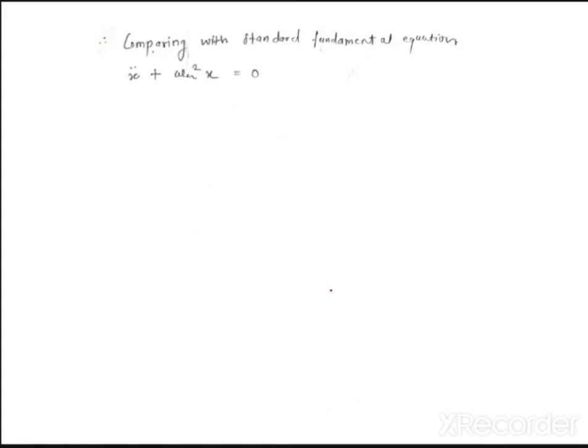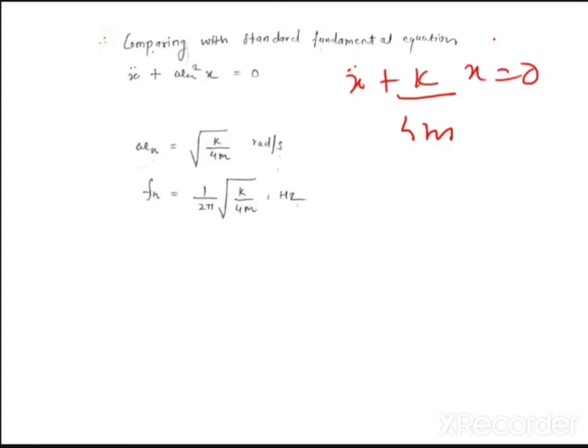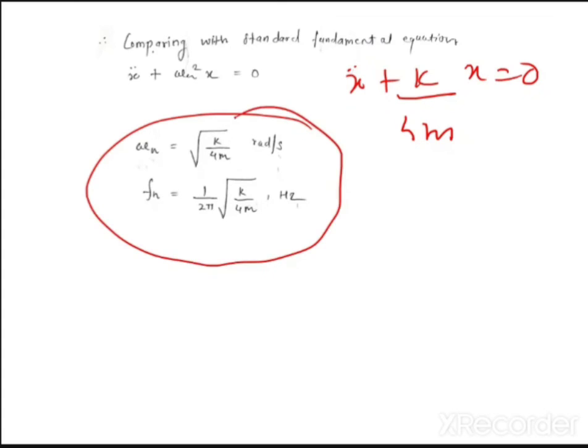Comparing with the standard equation, what equation have I got? The equation I have got is x double dot plus k upon 4m x is equal to 0. So what is omega n? Root of k upon 4m. Now tell me.